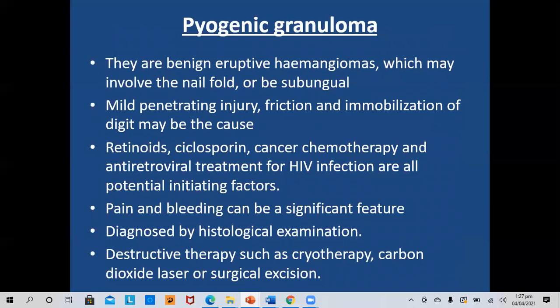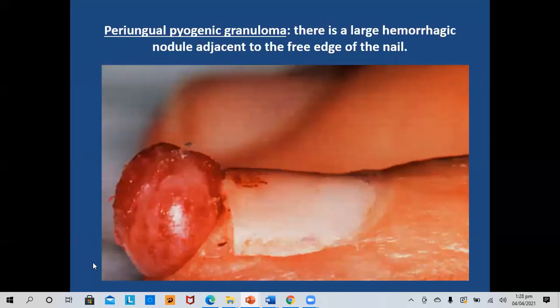Pyogenic granuloma. These are benign eruptive hemangiomas, which may involve the nail fold or be subungual. Mild penetrating injury, friction, or immobilization of the digit is the cause. Other causes are retinoids, cyclosporin, cancer chemotherapy, and antiretroviral therapy for HIV. Pain and bleeding are frequent complications. Clinically it is usually sufficient to diagnose, but it has very typical histology if the specimen is sent for H&E staining. It is treated by destructive therapy like cryotherapy, carbon dioxide laser, or surgical excision. This is a pyogenic granuloma. You can curettage it or cautery the base, or cut it and cautery the bleeding points.